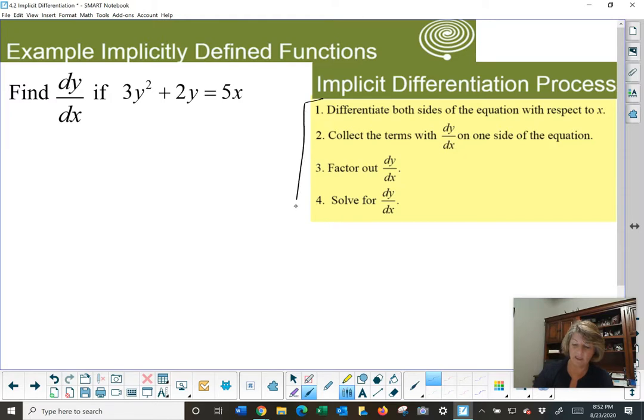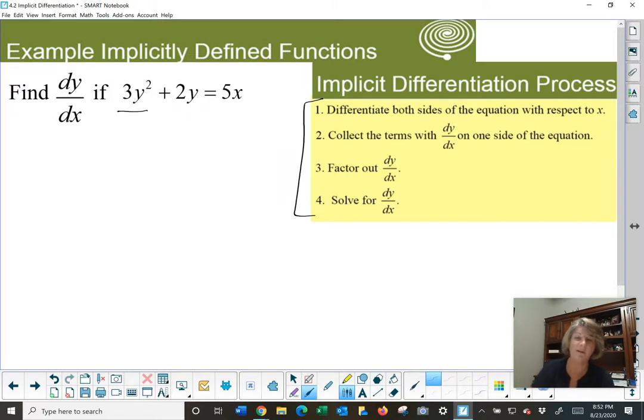You can see over here, you've got them listed in your notes, some steps that you'll want to follow. Differentiate both sides of the equation with respect to x. And then we're going to collect all the terms with dy dx on one side. I typically go to the left side. And then I'll factor out that dy dx so that I can solve for dy dx. Let's walk through the steps and see if they ring a bell for you.